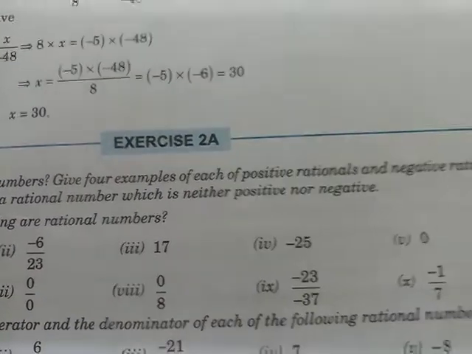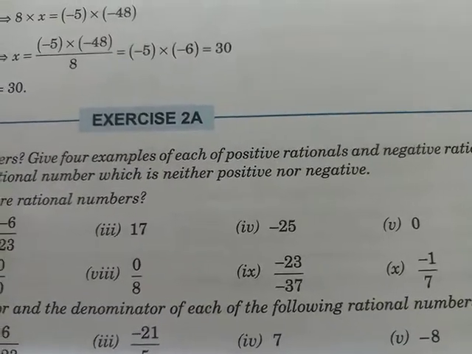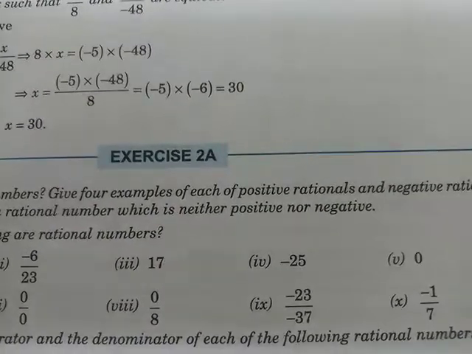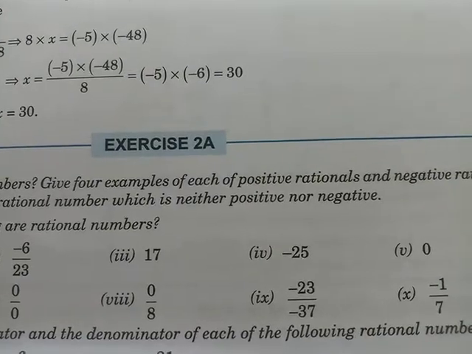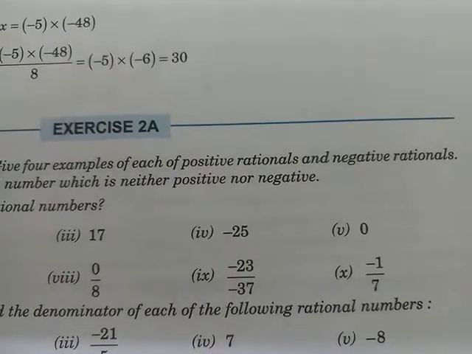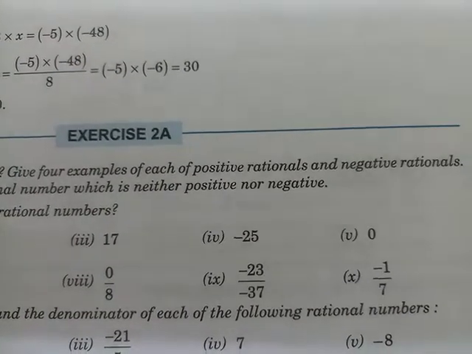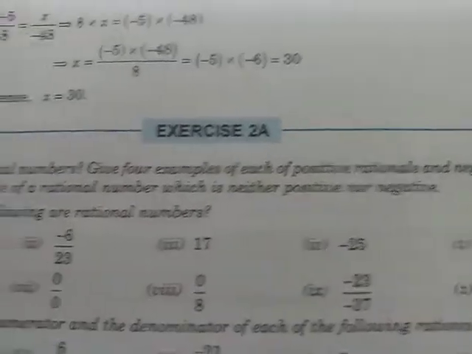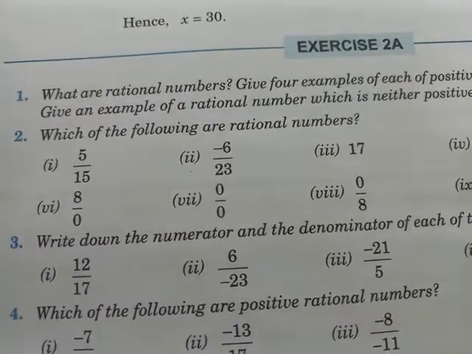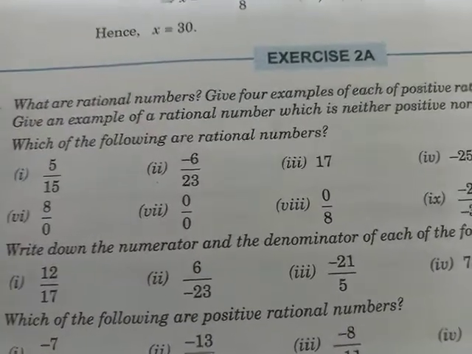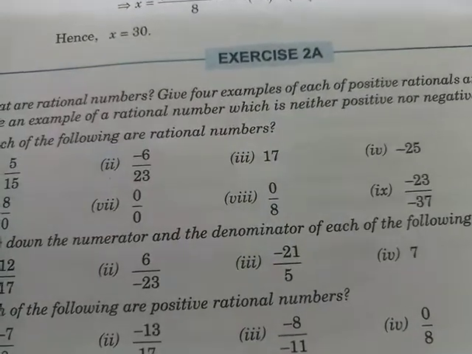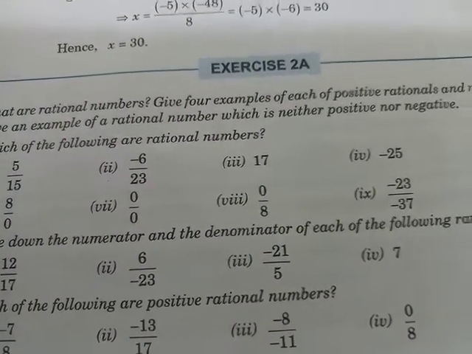Okay, so you can write positive rational numbers, means you can write any fraction with both numerator and denominator with the same sign. In negative rational numbers, again we write a fraction with numerator and denominator with two different signs. And remember that 0 is the only rational number which is neither positive nor negative.